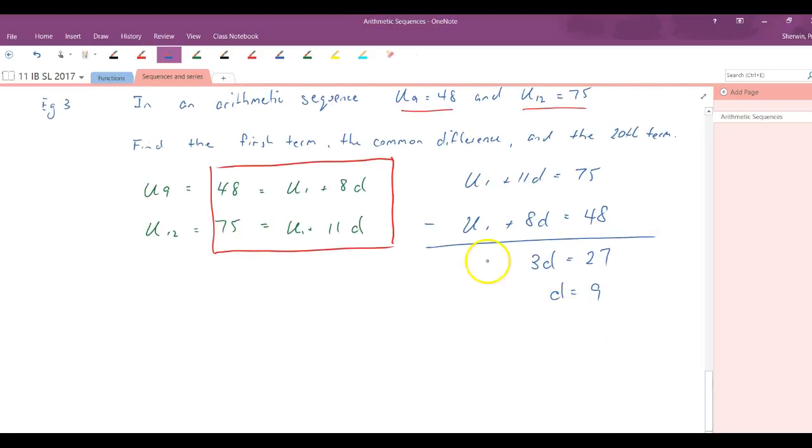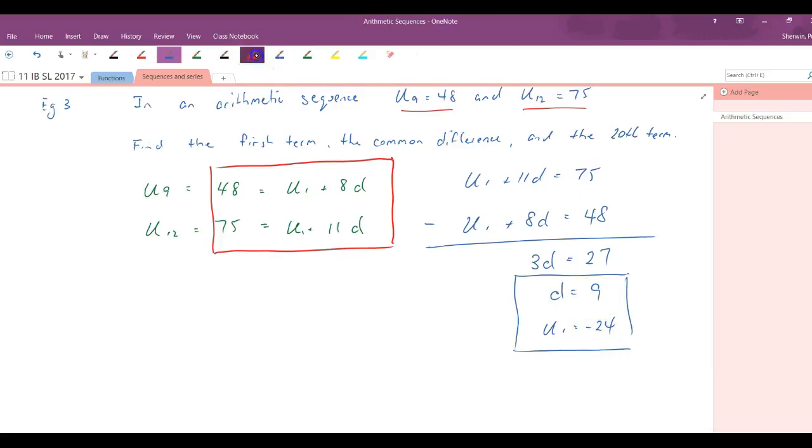And if d is equal to 9, I've now got my d here. 8 9s are 72. 48 equals what plus 72? So this U1 is going to be negative, isn't it? Because that's 72 and that's 48, so that's 24. So U1 will equal minus 24. So we'll just check that through with our second equation. 75 is equal to minus 24 plus 99. And that makes sense. So my first term is minus 24. My common difference is 9.